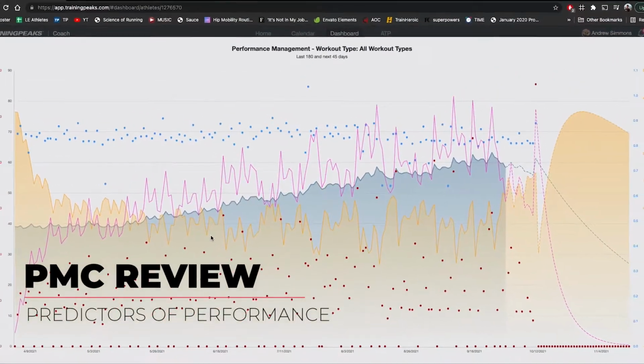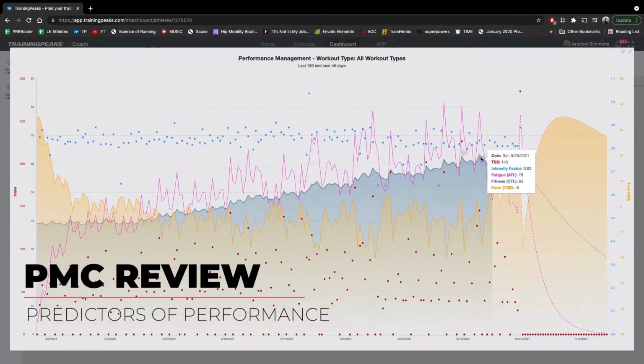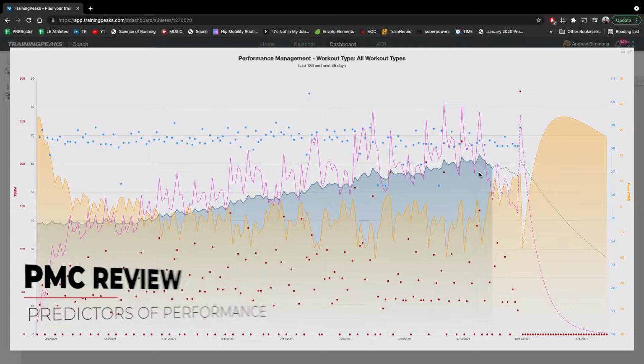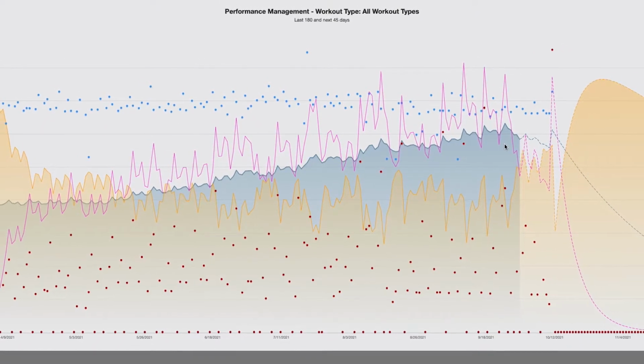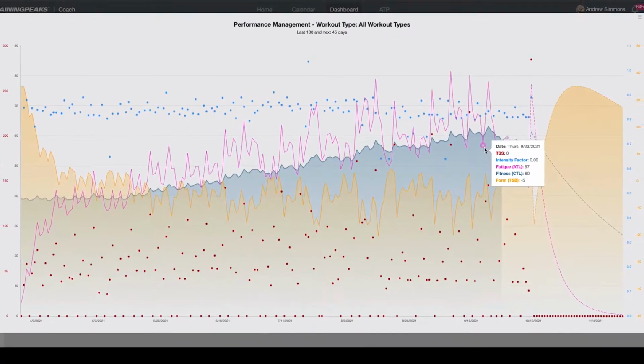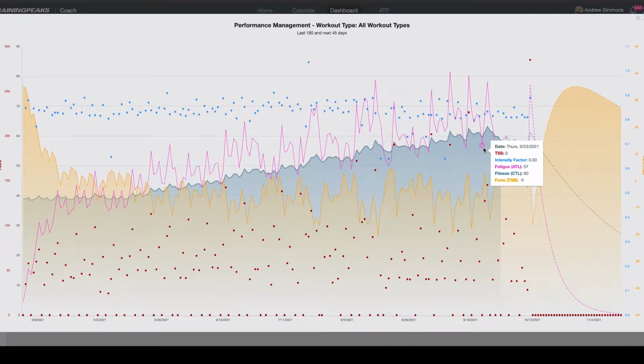The first place we're going to start is looking at the performance management chart. I think this is one of the areas that a lot of people can get really, really stuck. They see a lot of dots, they see a lot of lines, and they don't really know where to go with this. What I want to talk about specifically today was the idea of predicting performances. Over the last year and a half, I've had about 25 athletes. Unfortunately, due to COVID, I haven't had more get to the start line of a marathon.